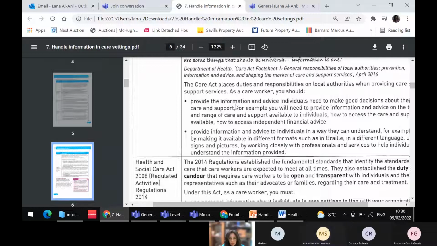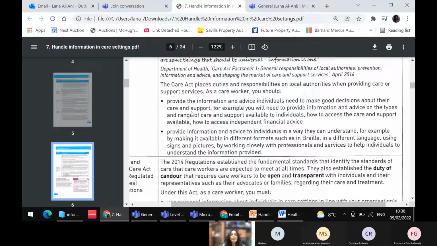Provide the information and advice for individuals to make a good decision about their care support. So under this act, we give people the information they need. For example, Mr. X, we give him all the information he needs to know why we have put this specific care plan in place for them and why we're supporting them this way. So we need to give them all the information they need to understand their situation so they can make their decision about their care support.